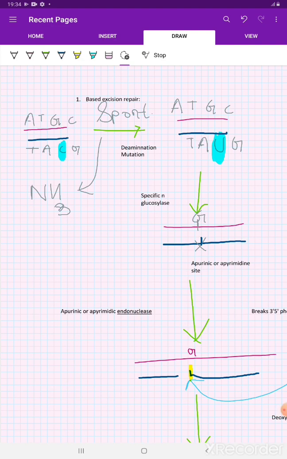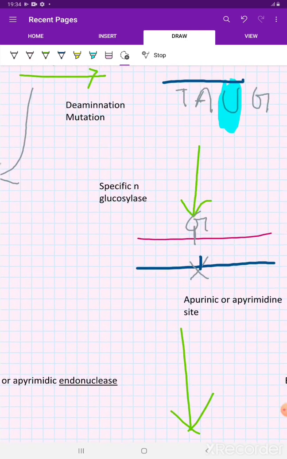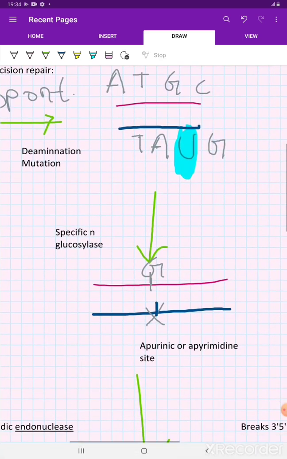So what was the change that occurred here? That is, a single base change occurred. For example, as given in the example here, there was a spontaneous deamination due to which a cytosine unit got deaminated and NH3 was removed and it became uracil, as seen in the figure here. So it became uracil. So now we have to correct it back into cytosine.